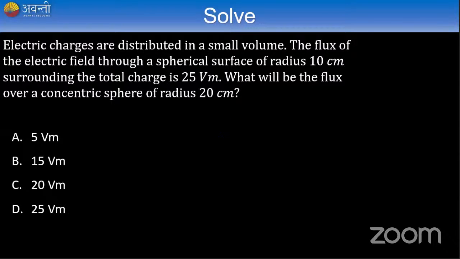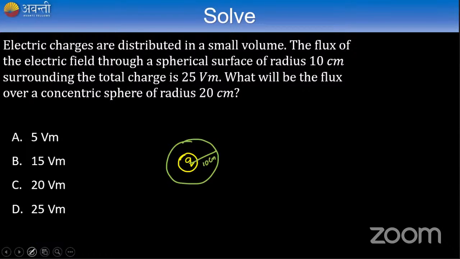So the question is, say electric charge is distributed in a small volume. I'll call this small volume small v, and this entire charge distributed as q. The flux of the electric field through a spherical surface of radius 10 centimeters surrounding the total charge is 25 volt meter. So what's happening? I have a 10 centimeter radius sphere.